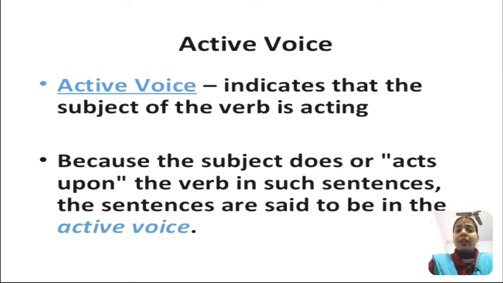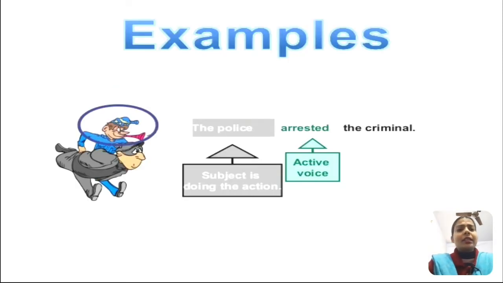Now first of all, understand what is active voice. Active voice indicates that the subject of the verb is acting. It means that when the subject does or acts upon the verb in any sentence, the sentence is said to be in active voice. Let's take an example. The police arrested the criminal.